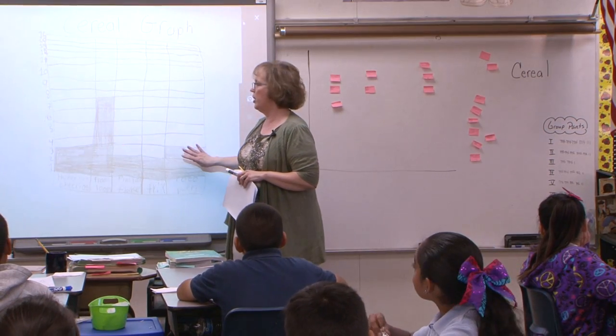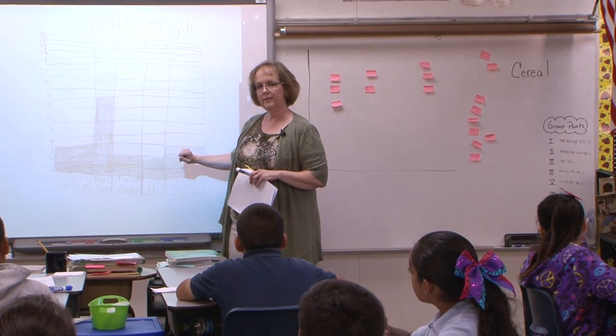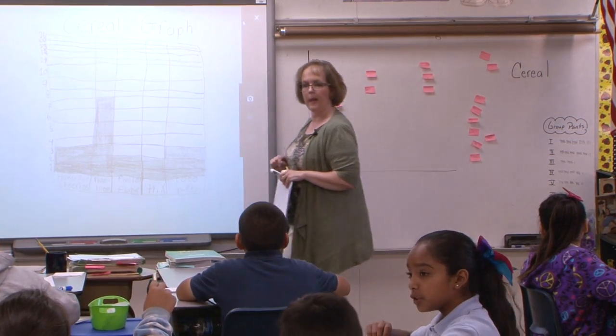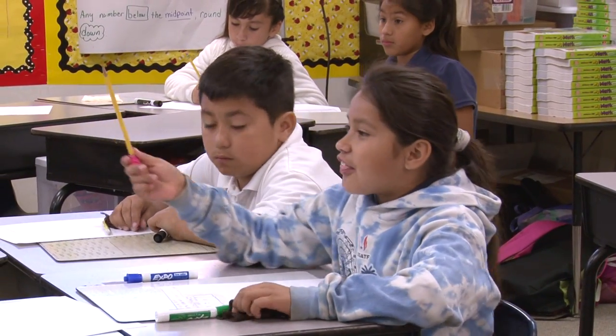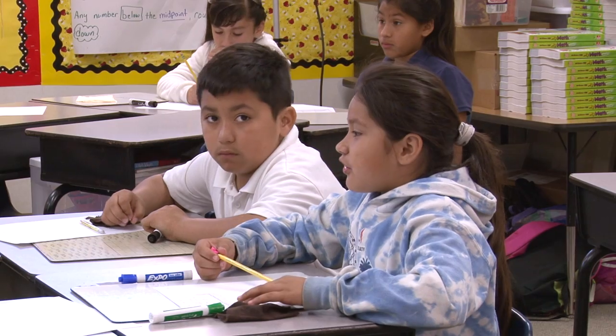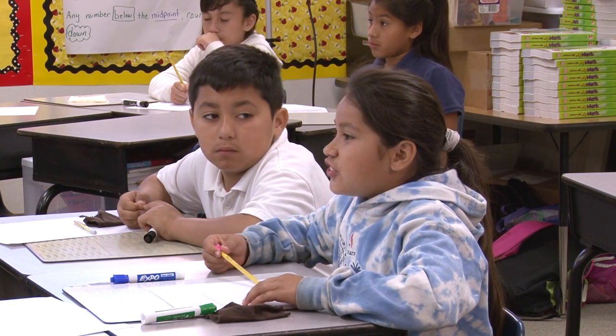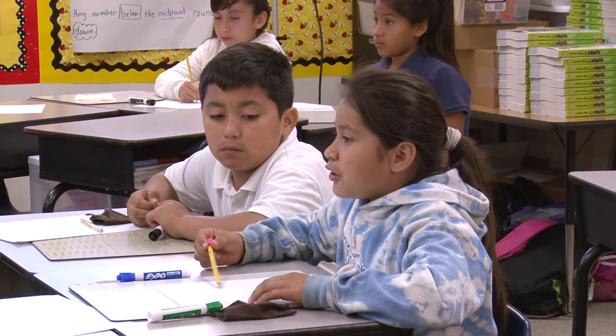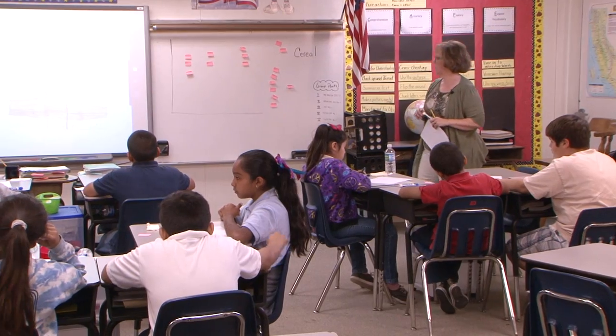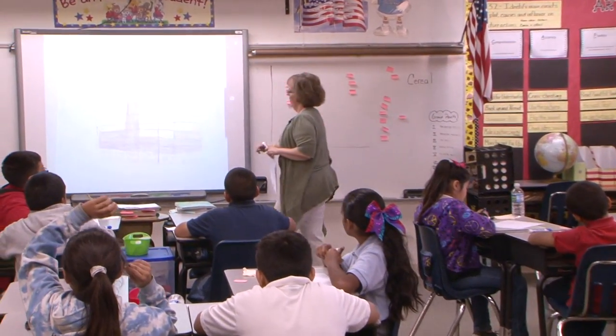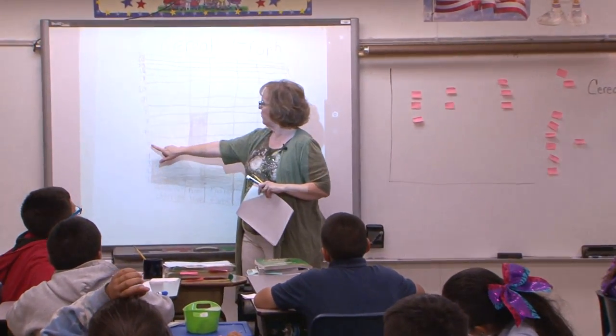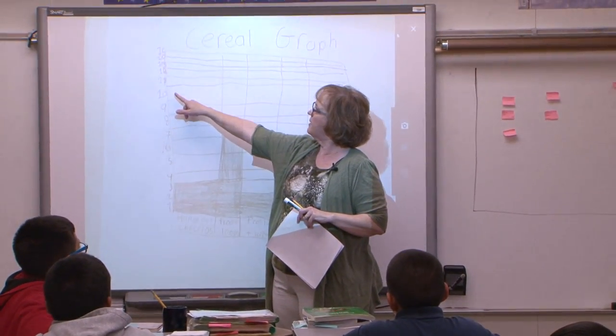How did Umberto know what to shade in? Because he counted it first, and then he did the sketch sheet, okay. And then he started shading it in. That's how he knew how much. Let's look at what numbers he put here. We've got 1, 2, 3, 4, 5, 6, 7, 8, 9, 10, 11.